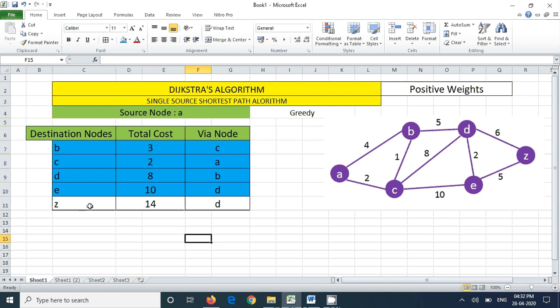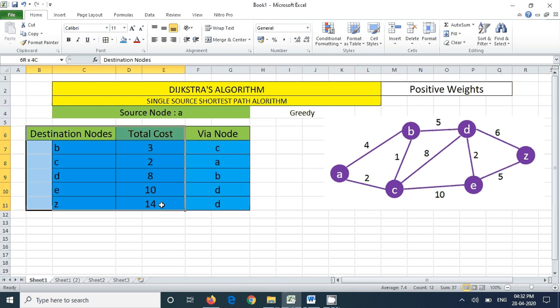Now which is the only one left out? This is the only one left out. We add it to the answer set. A to Z is 14 via D. So this table is now formed. From this we are going to find the path. What's the path?